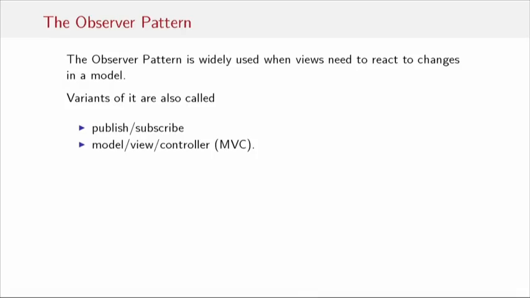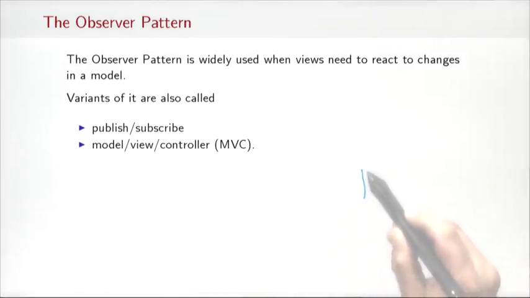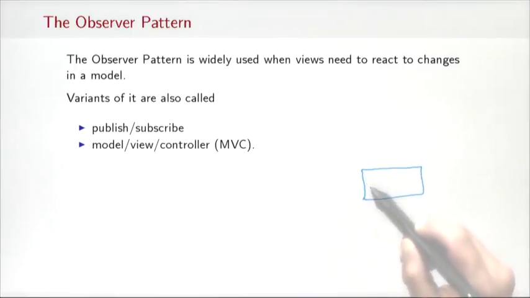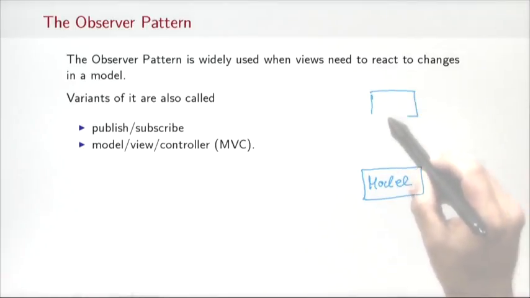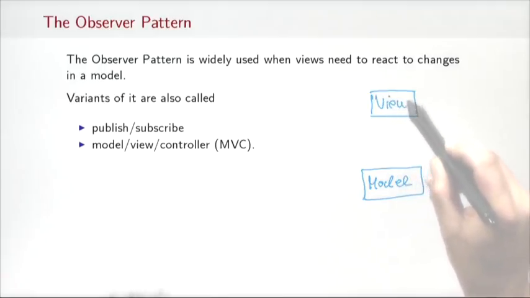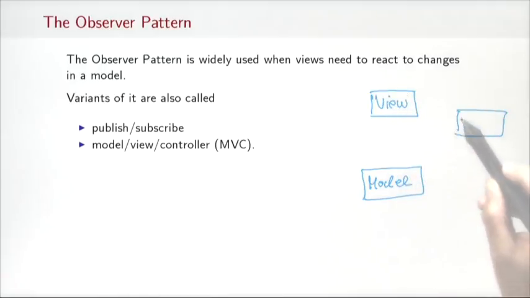The observer pattern is commonly used when we have some sort of model that maintains a state of an application, and we need to have one or more views that essentially present the properties of the model in some way. Variants of the observer pattern are also called publish subscribe or model view controller. The idea is always that we have some sort of model which captures the state of an application, and we might have one or more views that present that state, and there would actually be a varying number of views.